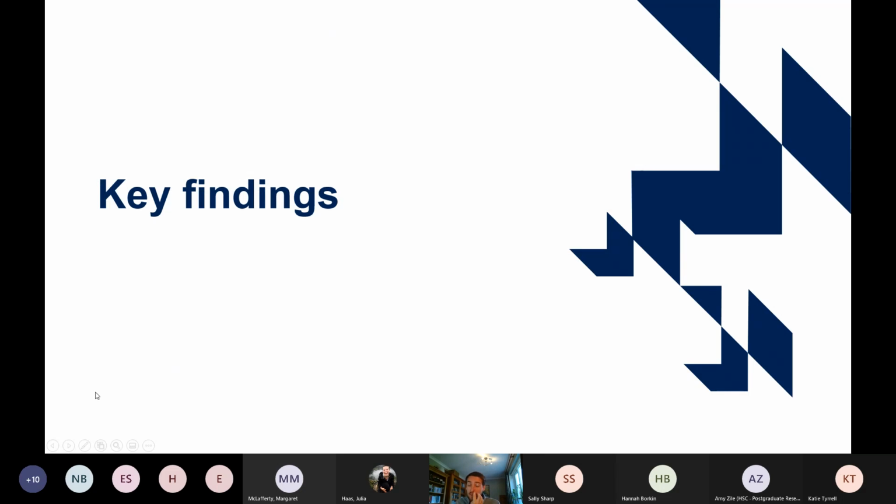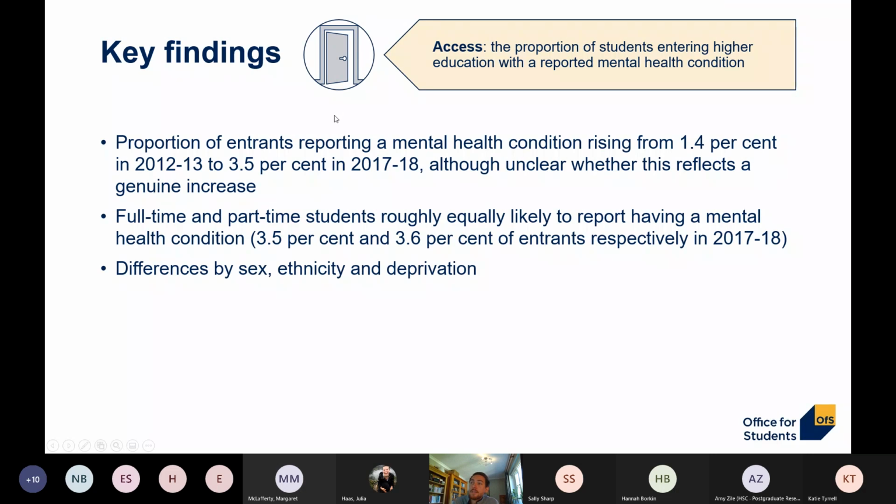So I'll just talk you through some of the key findings now, but I would of course encourage you to read the report if you haven't done so already. There is a link in these slides which will be shared afterwards. So I'll start with access. And this is really looking at the makeup of students entering higher education.